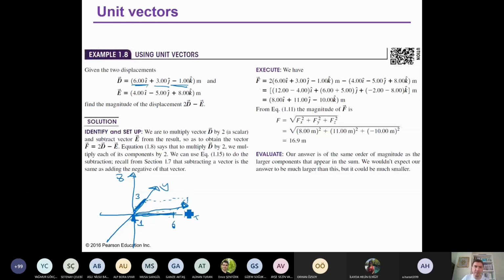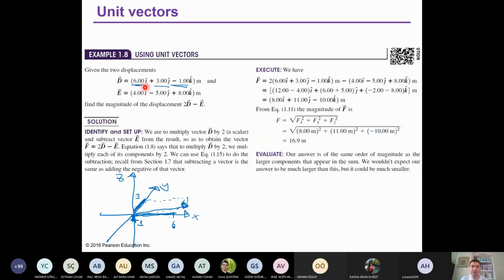With the same method, you can also draw the e vector. It has 4 along the positive x-axis, and it has minus 5 along the negative y direction, and it has 8 along the positive z direction. So the question is, what is the magnitude of the displacement 2d minus e? So this is the displacement f, 2d minus e. So how to find this f, this displacement, as in the question, by using these components.